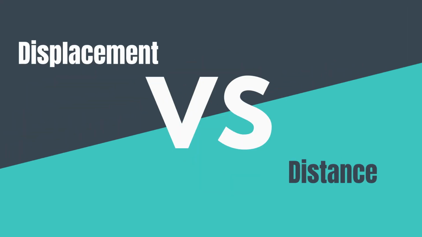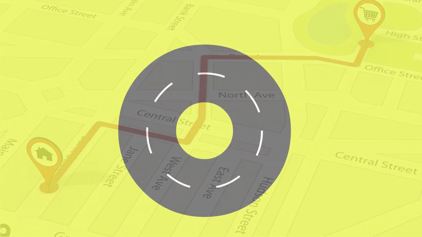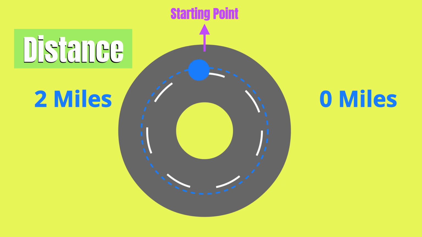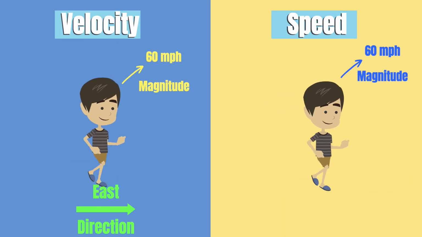To really get vectors, think about displacement versus distance. Distance is a scalar. It's the total ground you covered. You walked in a giant circle? Distance says, congrats, 2 miles. Displacement, a vector, looks you in the eye and says, cool story, but you ended up back where you started. Net movement? 0.